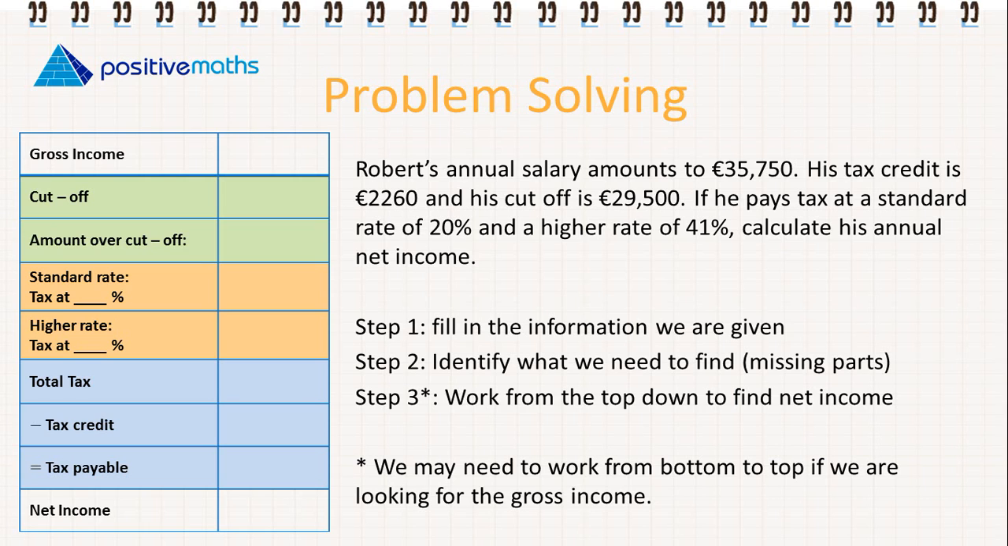Number 1, we should fill in the information we're given. Number 2, we need to identify what we need to find, so the missing parts. And then number 3, work from the top down to find the net income. Just to note, we may need to work from the bottom up if we're asked to look for the gross income, or take different steps if we're finding any other piece of information. We'll see examples of this later on.